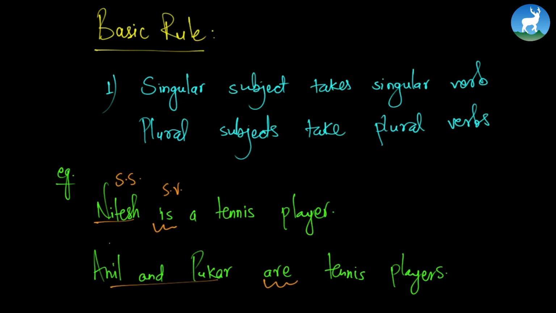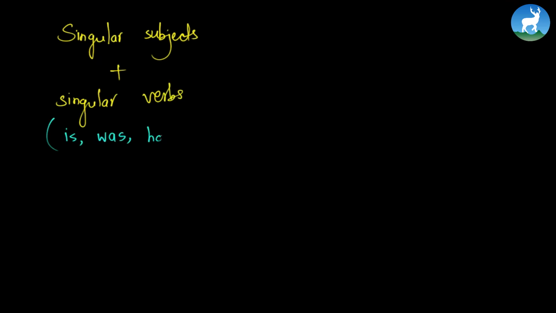While Anil and Pukar, we have one subject and another subject, and it is combined by a little word called and. Such kind of subject is called combined subject. Now, combined subject is a plural subject, and plural subject takes plural verb. Very good. So this is the basic rule. What is the basic rule? I repeat it again. Singular subject takes singular verb while plural subject takes plural verbs. Let's study about this in detail. So what are singular verbs and singular subjects? Let's find out. Singular subject plus singular verbs. What are singular verbs? They are is, was, has, does, and V5.